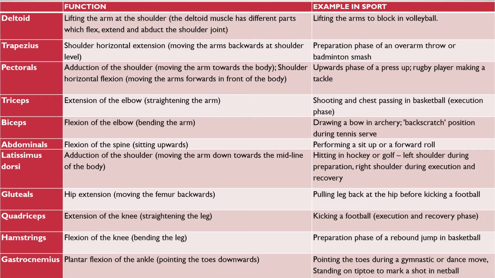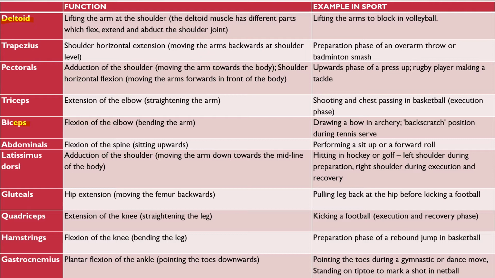So now let's have a look at the different muscles and their function with an example in sport. For this slide, I won't go into details on all of these muscles. Of course, you can read through them. So I will just take two or three examples. First one, the deltoid muscle, which is found on the upper side of your shoulder. The function is lifting the arm at the shoulder. An example in sport is lifting the arms to block in volleyball.